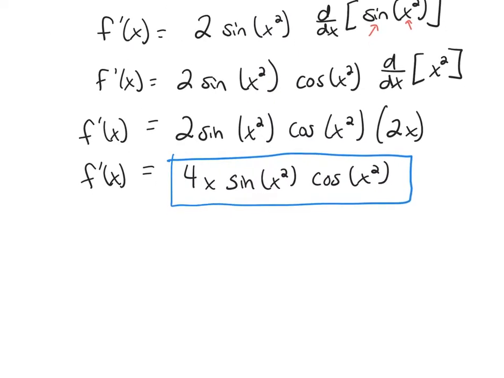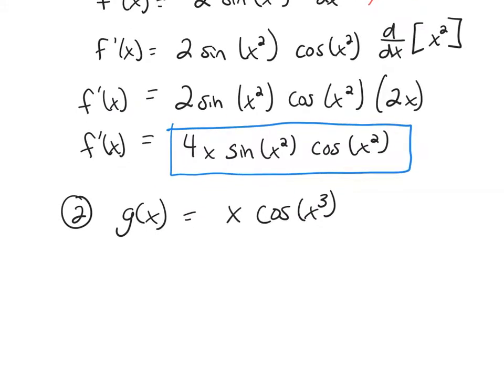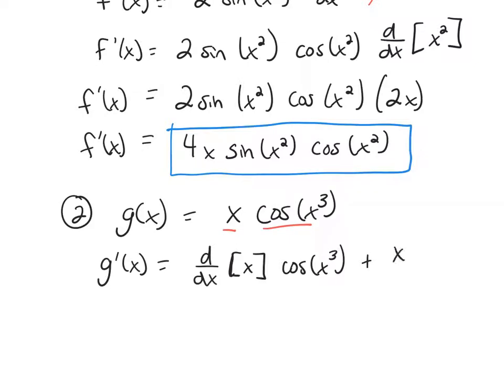Let's look at our second function, g of x. It'll be x cosine of x cubed. If you notice, this is a product. Right, let me underline it. There's an x and cosine, so you're going to have to use the product rule. The derivative will be the derivative of the first times the second plus the first times the derivative of the second.